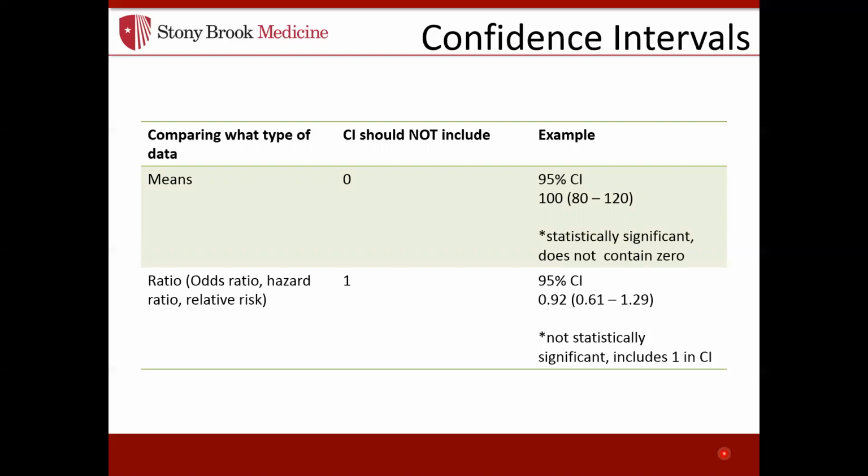However, if you're looking at ratios, so your odds ratio, hazard ratio, relative risk, don't worry, we're going to be calculating those here in a couple minutes, that confidence interval should not include a 1. If you look at the example, a 95% confidence interval with a value of 0.92, and a confidence interval of 0.61 to 1.29, this is not statistically significant. Even though the value is 0.92, whether that was a hazard ratio or relative risk, the confidence interval includes a 1, therefore it is not statistically significant.